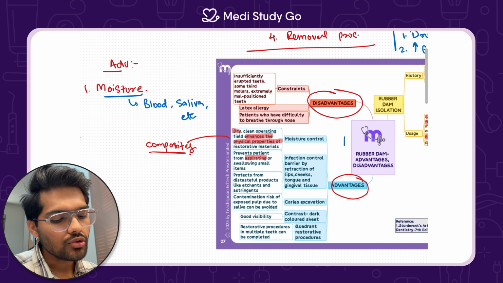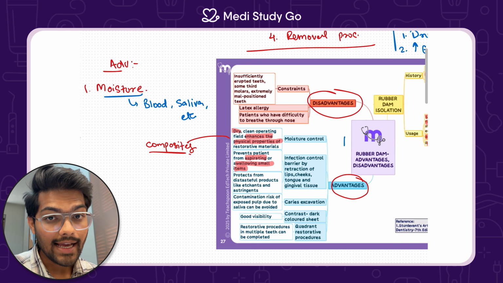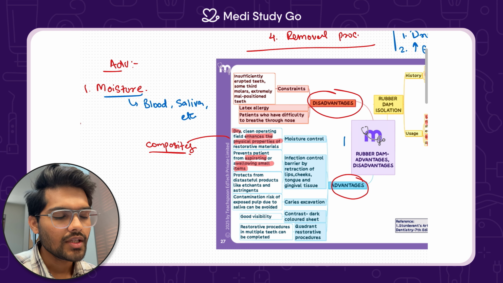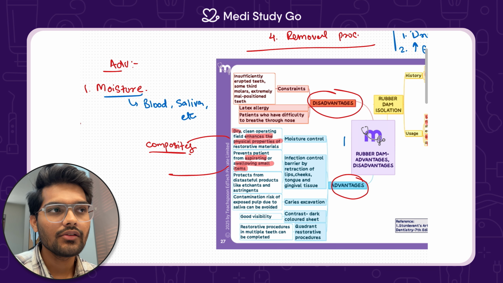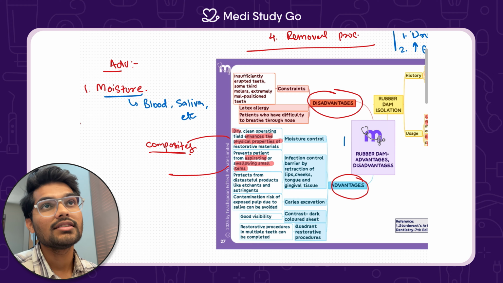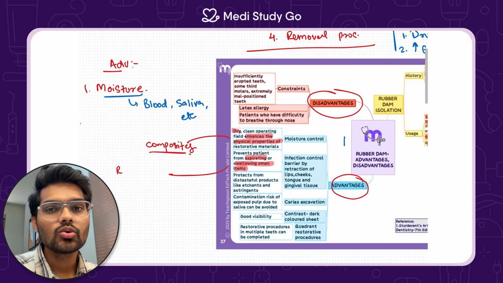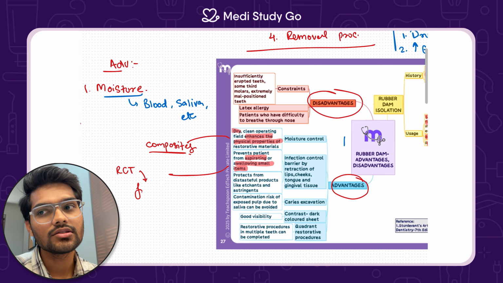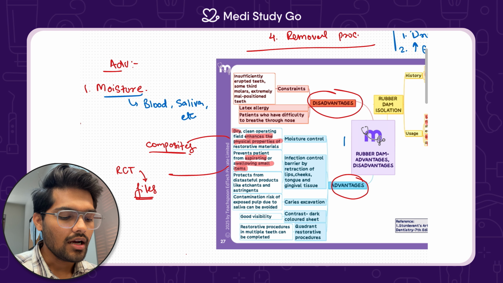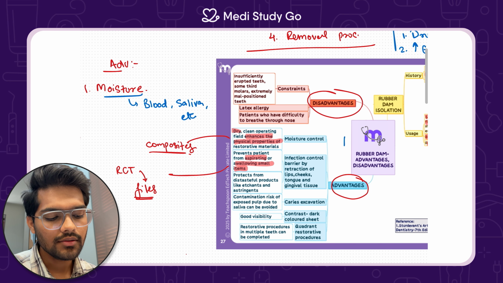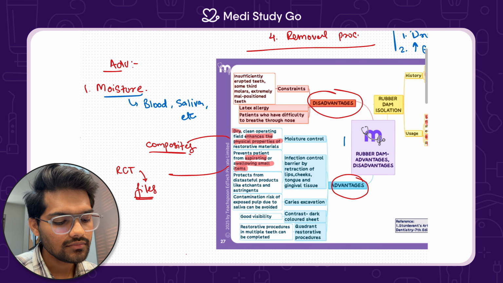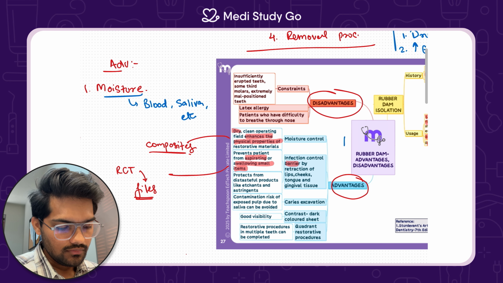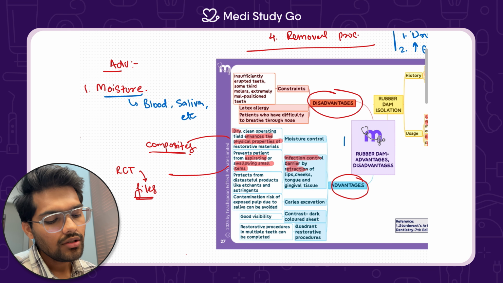Next, it also prevents the patient from aspirating instruments. This is more related to root canal treatment, where it's possible for patients to aspirate or swallow small files or tiny instruments, burrs or anything like that. So with rubber dam, your patient is protected, and the patient won't be swallowing small items. It also helps in infection control.